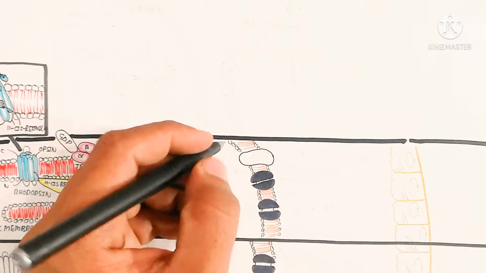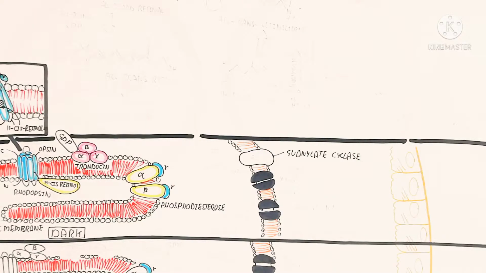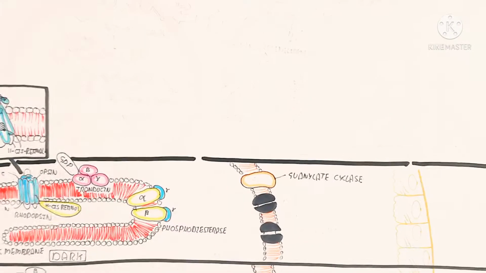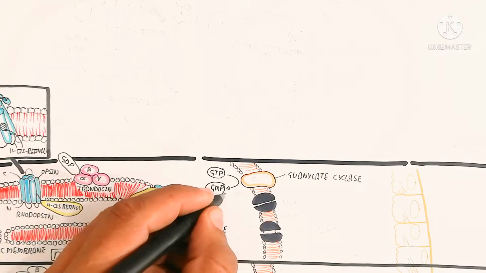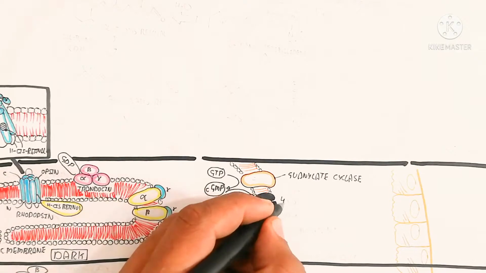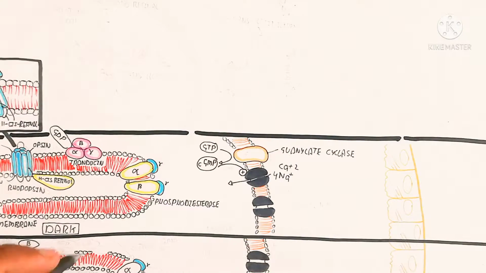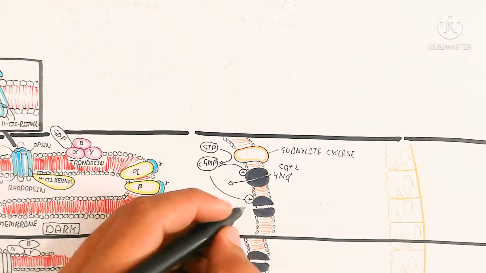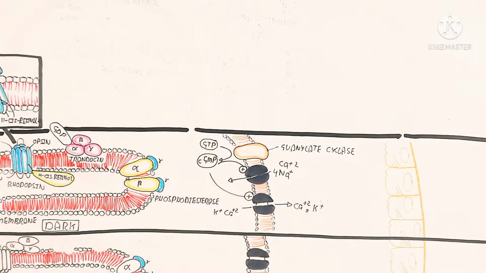And this is the disc membrane. On the other hand, the outer membrane contains the guanylate cyclase enzyme. This guanylate cyclase enzyme is known as GC, which is used to convert GTP into cyclic GMP. The cyclic GMP is used to allow sodium and calcium to influx, and this is due to the normal polarization of the cell.